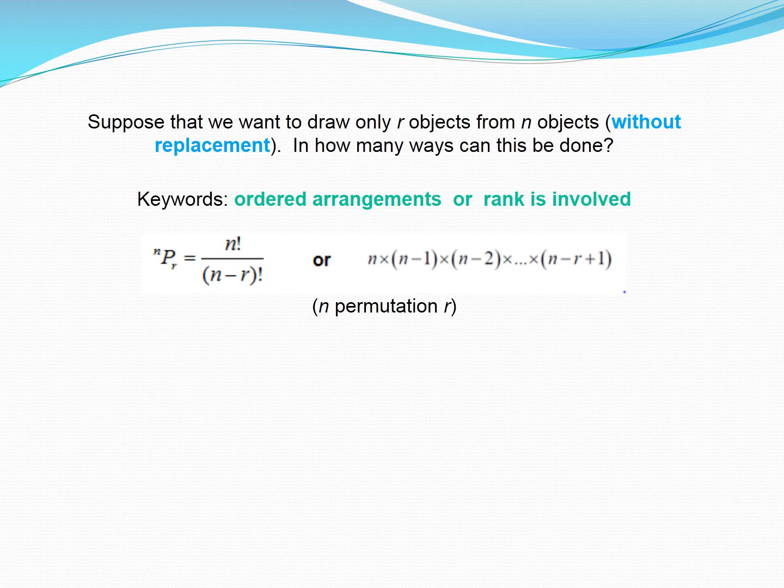Okay, but suppose now that we have n objects in total and we only want to draw R objects from those n objects without replacement, and we want to determine in how many ways that can be done. There's a formula in the textbook that you can use, and we read it as n permutation R, or you can use this formula, or great news, there's a shortcut function on your calculator. So you can locate it in permutation R. If you look at the Casio, it is located above the multiplication sign, and for the Sharp calculator, it's above the digit 6.